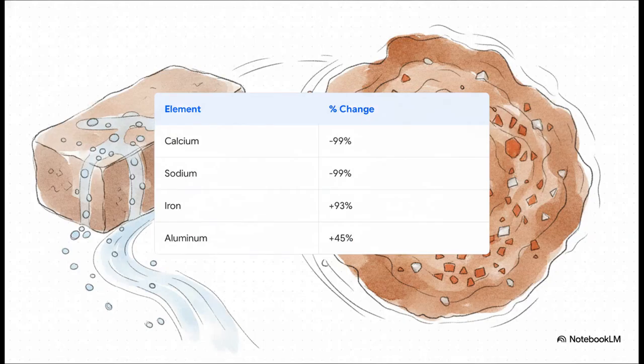This chart really drives home just how transformative this whole process is. Look at this. When a granite rock weathers into soil, almost all of the calcium, like 99%, just gets washed away. But the concentration of iron nearly doubles. So you see, this isn't just about breaking something down. It's about completely re-engineering it. Elements are being sorted, removed, and concentrated to create a new material with totally new properties.